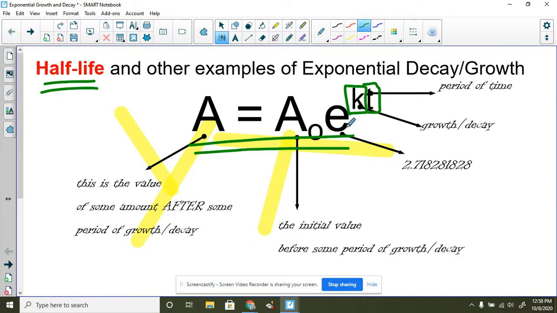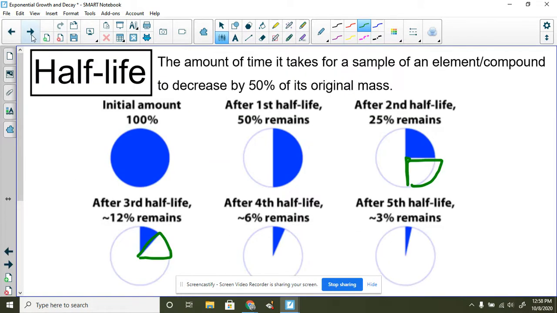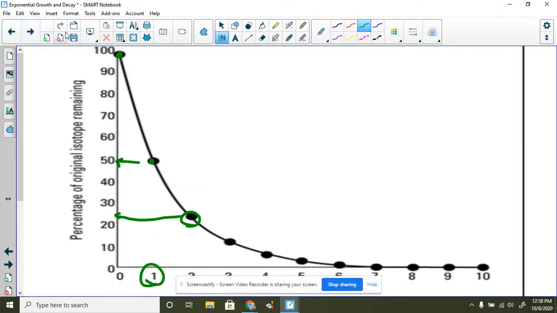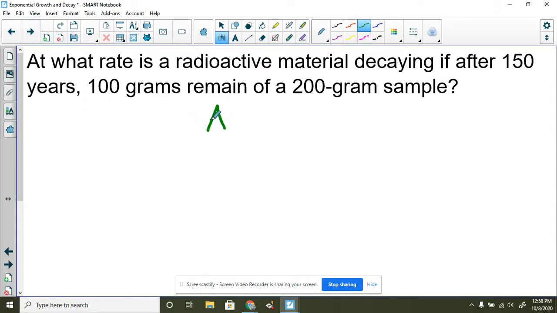E is E, not a variable. And then we have the value that's left after some period of time. Since we don't always start with the same amount, we use that half-life model. This is our exponential growth/decay model. When we're talking about half-life, we're talking about decay. Let's be clear about that. So this question asks, at what rate? Before we even read the entire problem, at what rate? We stopped using R and started using K. This is the variable that we are solving for.